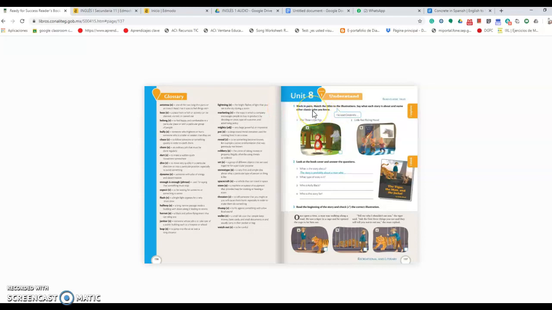It says, work in pairs. We're obviously not in pairs, individually. Match the titles to the illustrations. Say what each story is about and name other classic tales you know.